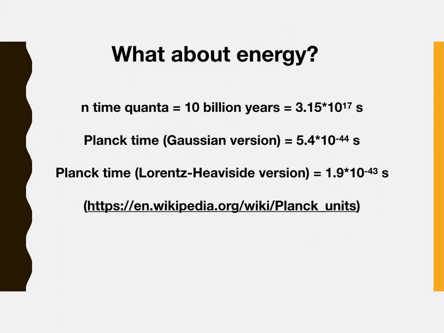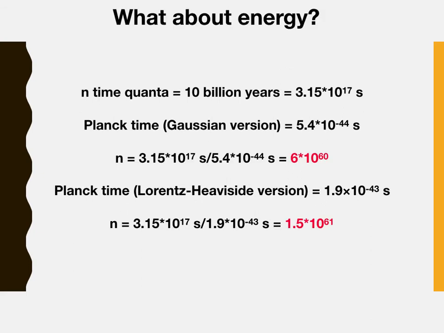Now let's try the same thing with the time. Using the Gaussian version, I end up with the same number of time quanta. Surprise, surprise. The Lorentz-Heaviside version gives me a different result when I figure out the number of time quanta versus the number of space quanta. Since I like it simple and stupid, I've decided to stick to the Gaussian version of Planck units.